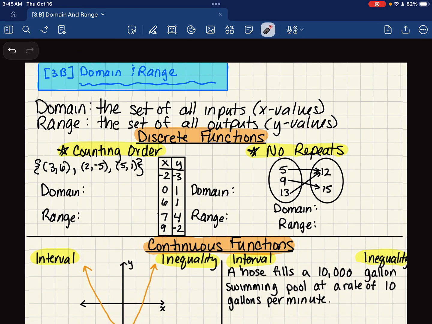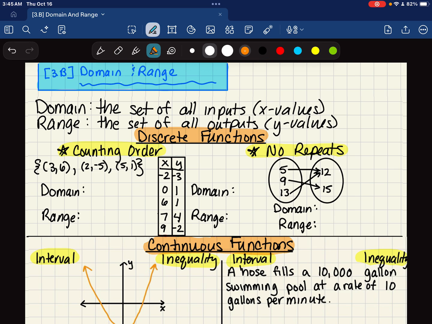In this lesson, we're going to talk about domain and range. This is a really good color coding lesson, so if you have two colors, I'm using red and blue. Every time I talk about domain, I'm going to use red, and every time I talk about range, I'm going to use blue. Okay? I really recommend color coding as we do this.